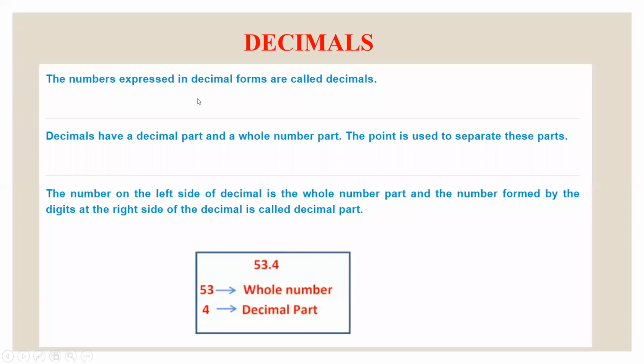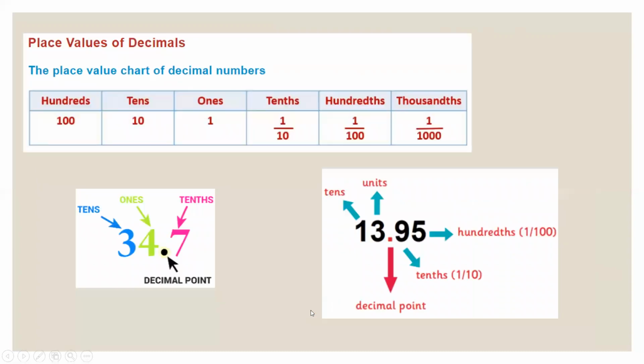Decimals. The numbers expressed in decimal forms are called decimals. Decimals have a decimal part and a whole number part. The decimal point is used to separate these parts. The number on the left side of decimal is the whole number part, and the number formed by the digits at the right side of the decimal is called the decimal part. Here in this example, the number given to us is 53.4. Here 53 is the whole number and 4 is the decimal part.